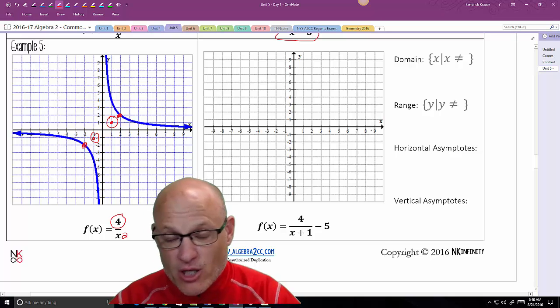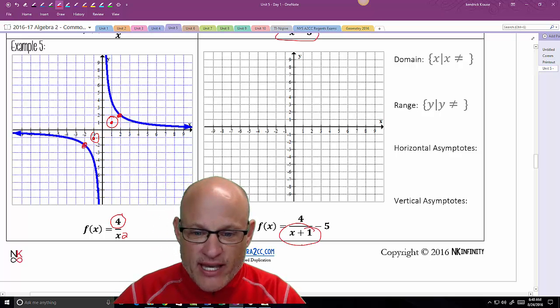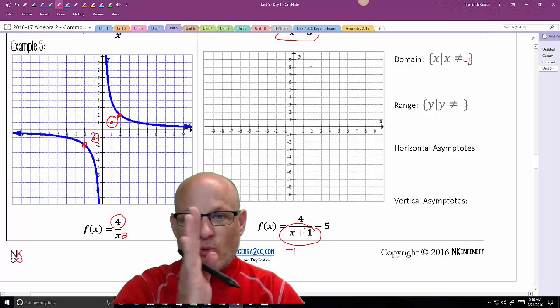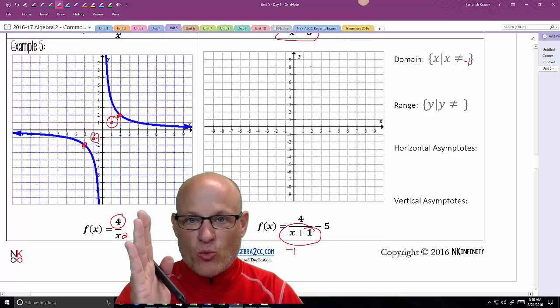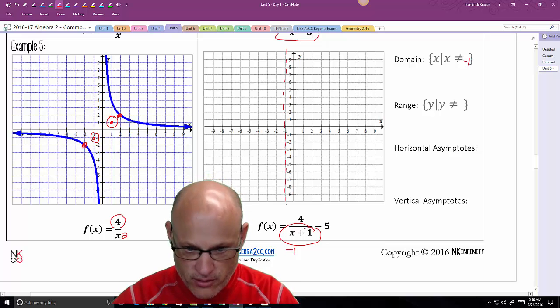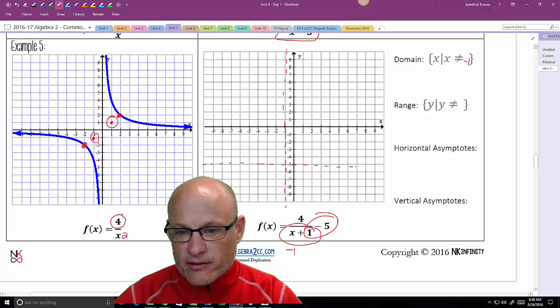But we've got to figure out where we're going. So our domain is we can't equal -1. So -1 becomes my vertical asymptote. That means I'm here and I'm going to move to the left 1, because it's +1. The -5 means I'm moving down 5.